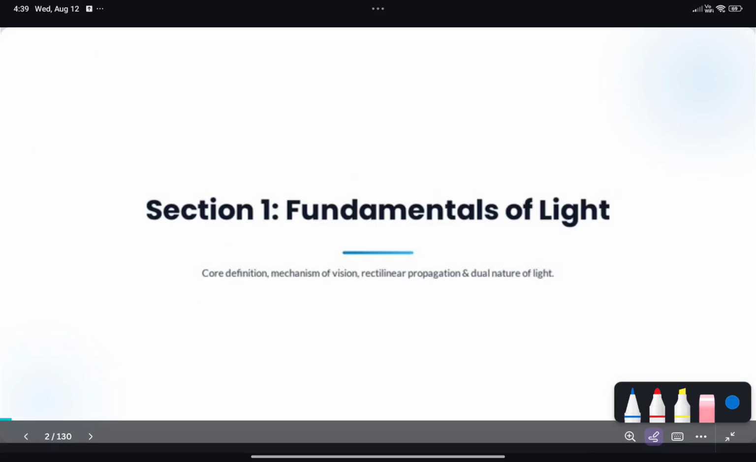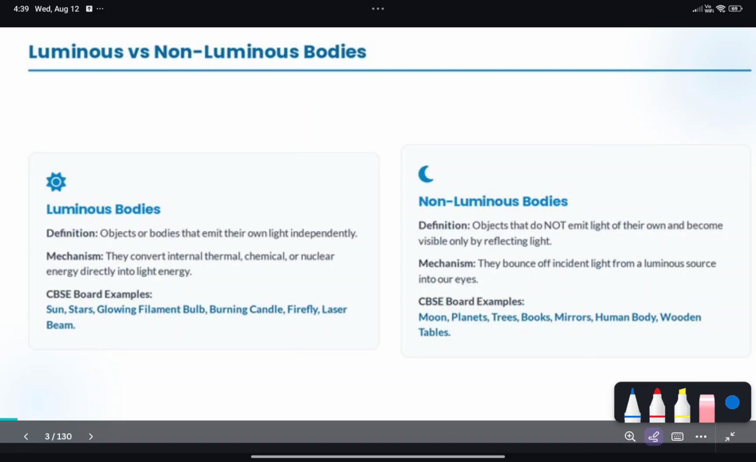Now, fundamentals of the light. What is the first one? We categorize the bodies into two categories. How many categories? Based on emitting light or not, we divide the bodies into two categories. The first one is the luminous bodies. The second one is the non-luminous bodies. What is meant by the luminous bodies? What are the examples for the luminous bodies?